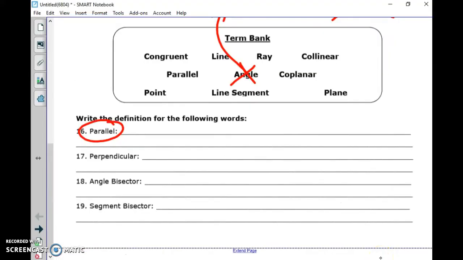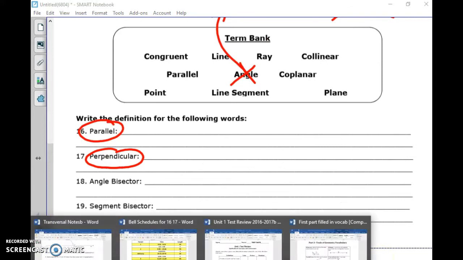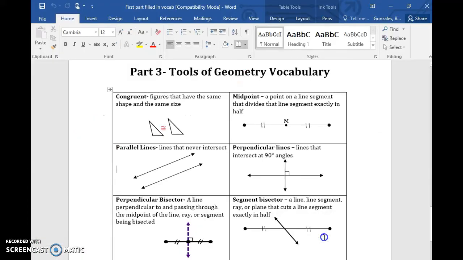And then we've got perpendicular. So we go over here, right next to that: perpendicular lines, lines that intersect at 90-degree angles.